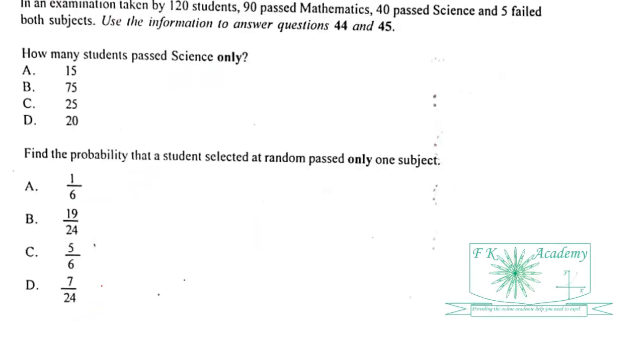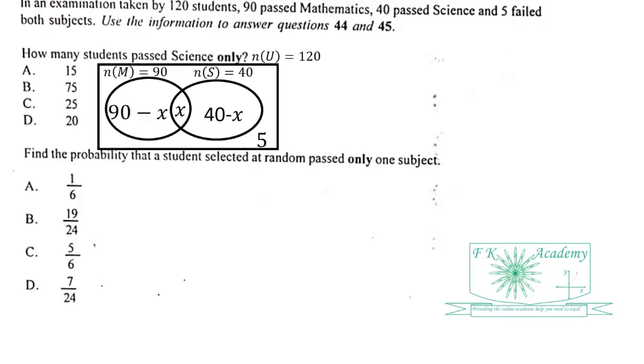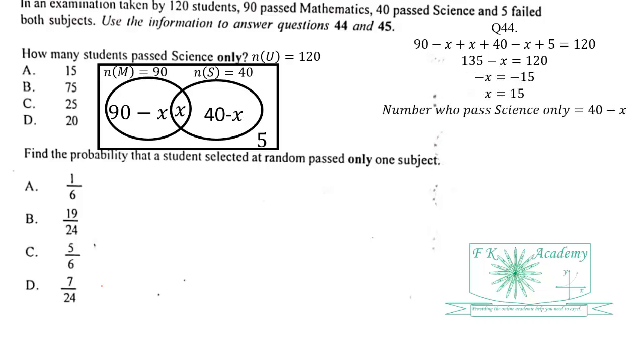In an examination taken by 120 students, 90 passed mathematics, 40 passed science, and 5 failed both subjects. Use the information to answer questions 44 and 45. How many students passed science only? So we have the diagram like this. Science only, we solve for x. Science only will be 40 minus x, and that will be 25.